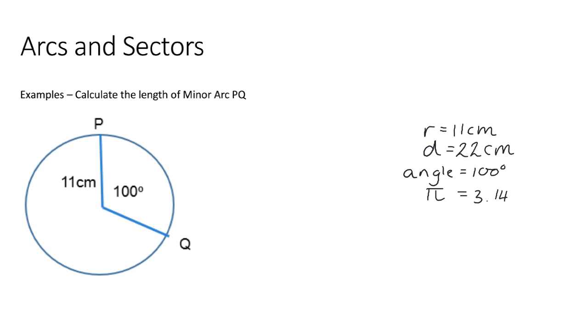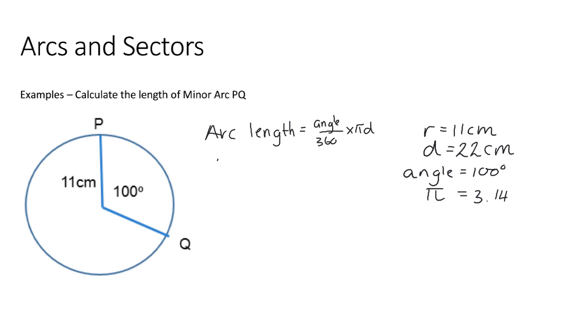Next thing I'm going to do is I'm always going to write down the formula. So always start with the formula. Do not start substituting first. So we've got arc length equals angle over 360 times pi d. Once I've got all that set up, I am then going to start substituting in my values.